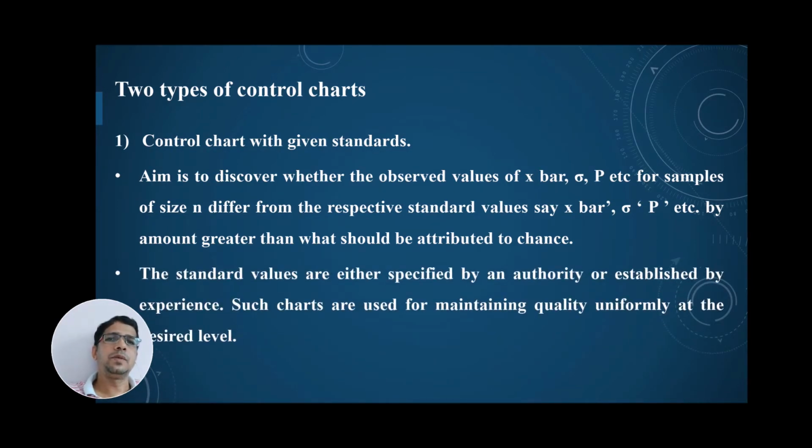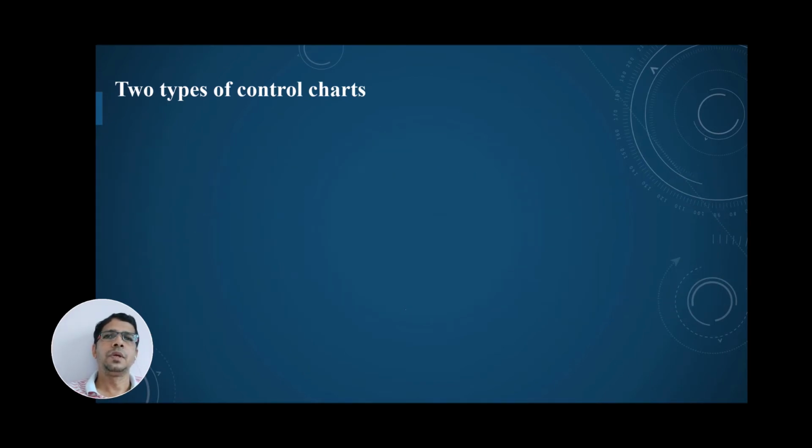The standard values are either specified by the authority or established by experience. That means such charts are used for maintaining the quality uniformly at the desired level. The level is specified by the given standards. Sometimes standards are not given. So the second type is control chart with no given standards.